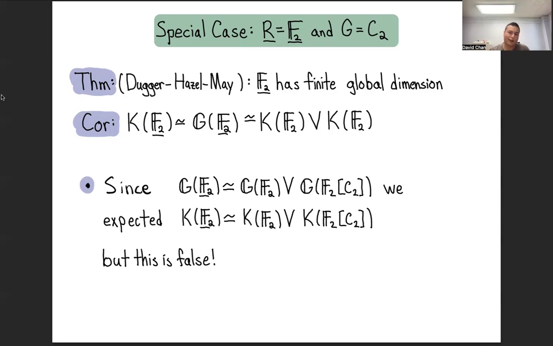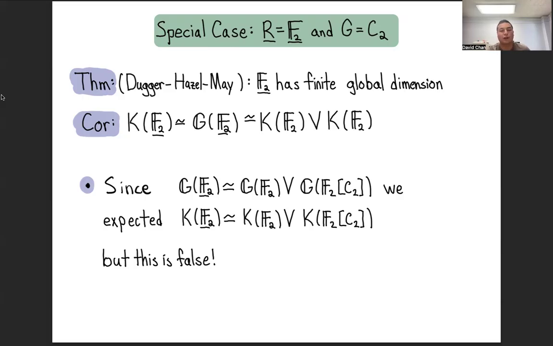As a general remark on this, back in the last slide, we showed that the G theory of constant F_2 is the G theory of F_2 wedged with the G theory of F_2[C_2]. And generally, a lot of these examples, also looking at the computations that Greenlees did, tend to look like you take a big wedge over the K theory or G theory of the ground field and then a bunch of group rings. And we expected that this would work for the K theory of constant F_2, except that it totally doesn't.